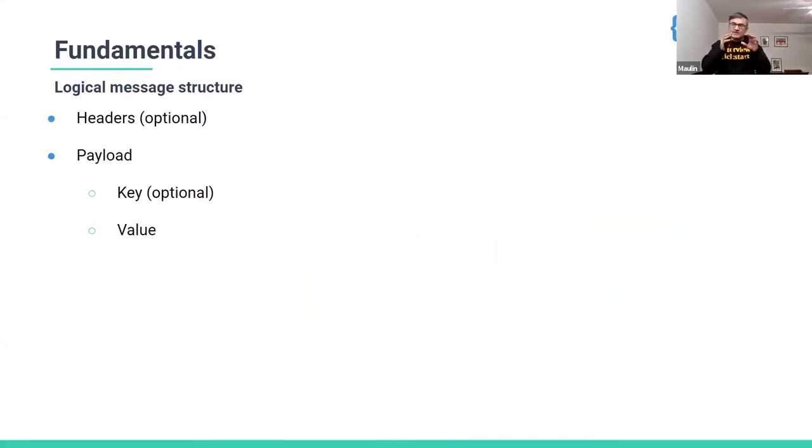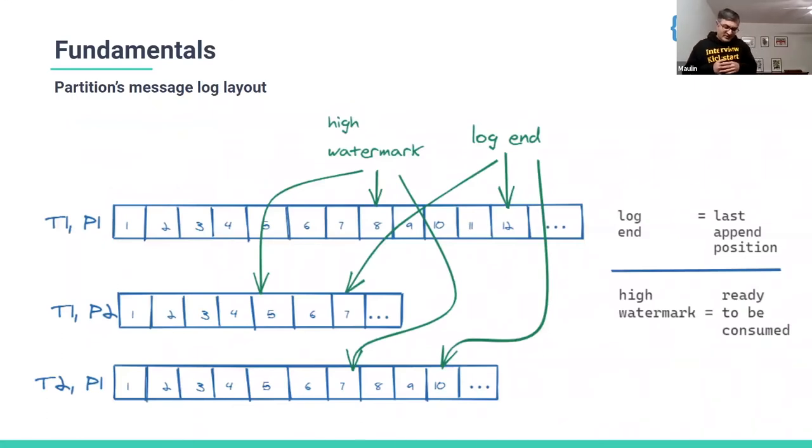In terms of the actual message that Kafka models, it is relatively straightforward. It has a set of headers which are optional; you could have a message without headers. It has a payload consisting of a key and a value. Again, the key is optional. The next diagram will talk about how these messages are really stored. Kafka basically stores all these messages in the segment files in an append-only log structure.